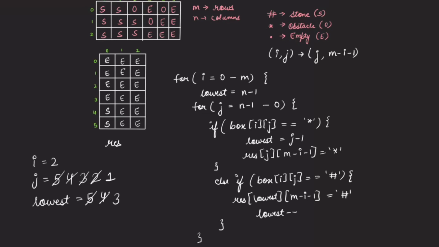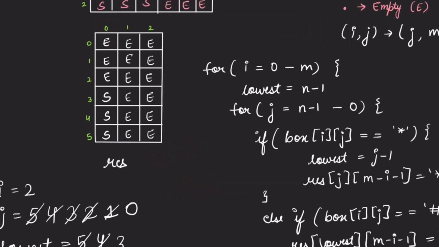Now j will become 0. Then at 2 comma 0 we have a stone. So again this condition is true. Now inside this, lowest is 3 and m minus I minus 1 is 0. So at 3 comma 0 we will update it to a hash. So this E will change to a stone. Empty cell will change to a stone.